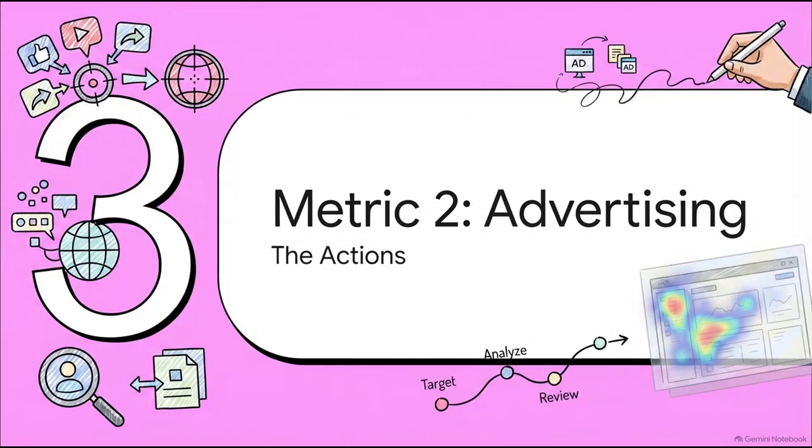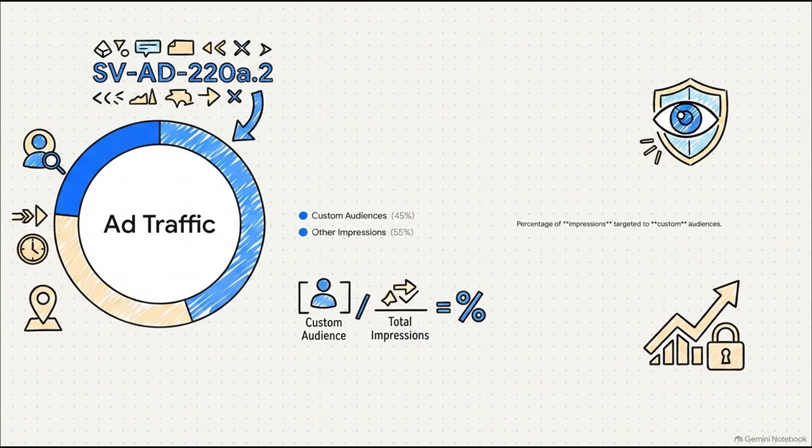Which brings us to Section 3, Metric 2, Targeted Advertising. This is where we look at the actions. Here, we're transitioning from those theoretical policies to the actual corporate actions happening in the market, measured by metric SV-AD-220a.2.